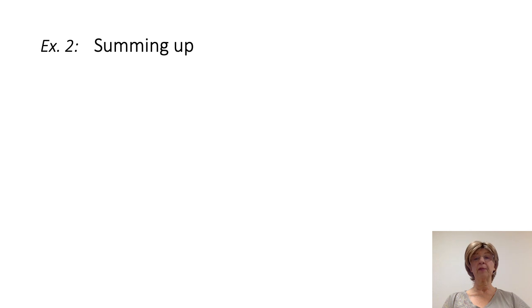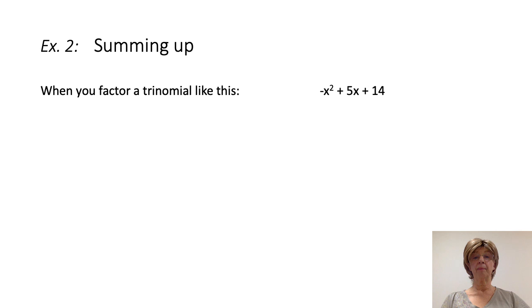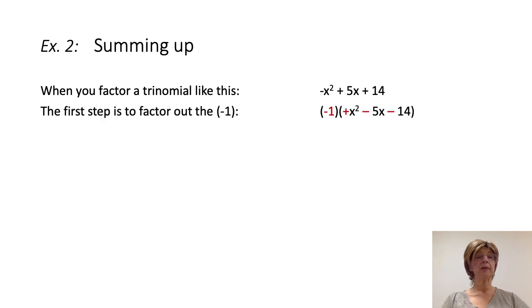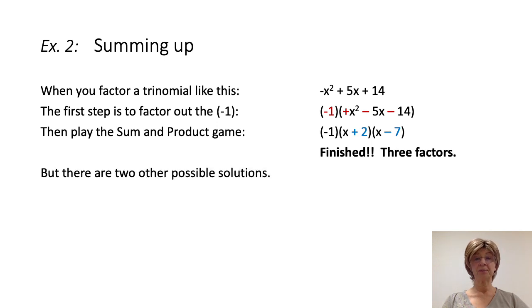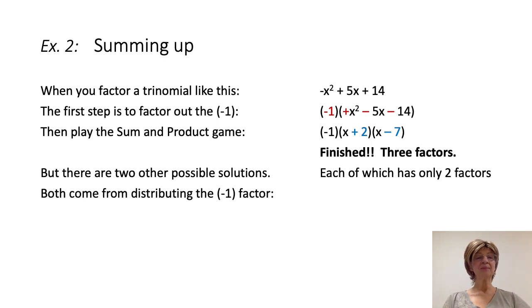So example 2, summing it up. When you factor a trinomial like this that has a minus x squared term, the first step is to factor out the minus 1. Then play the sum and product game, and you're finished. You have 3 factors. But there are 2 other possible solutions, each of which has only 2 factors. Both come from distributing the minus 1 factor.